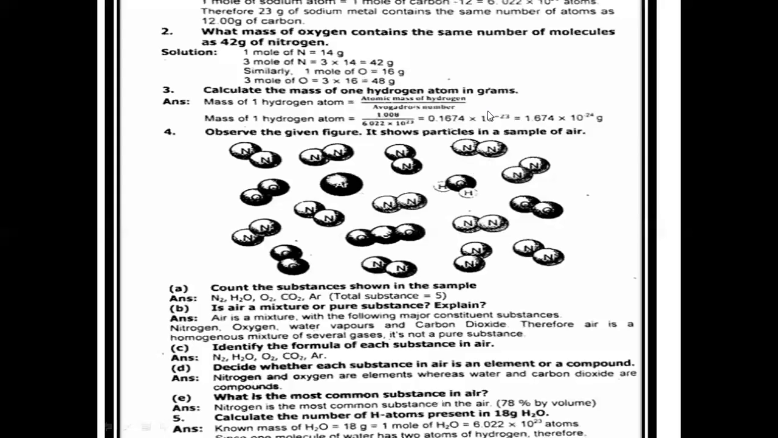Calculate the mass of one hydrogen atom in grams. The formula: mass of one hydrogen atom is equal to atomic mass of hydrogen over Avogadro's number. Use this formula. Atomic mass is 1.008, Avogadro's number is 6.022 into 10 power 23. Answer is 0.1674 or 1.674 into 10 power minus 24 grams. You can use this formula and get the answer.